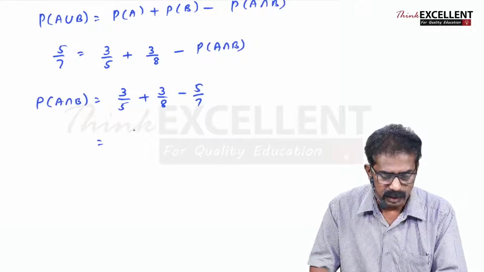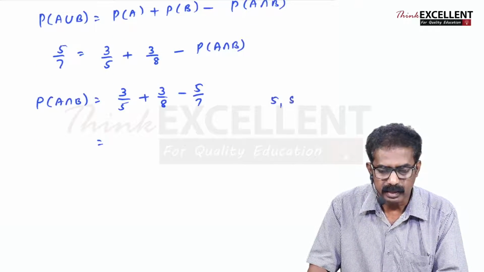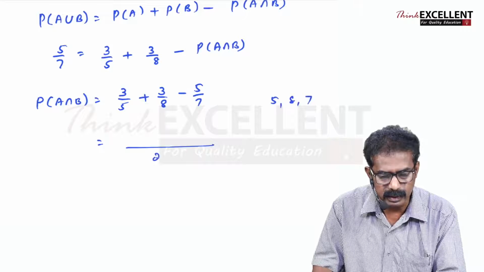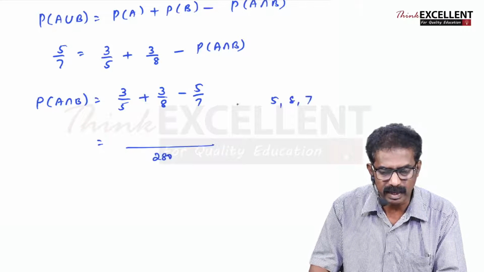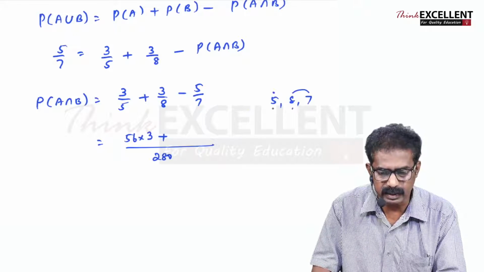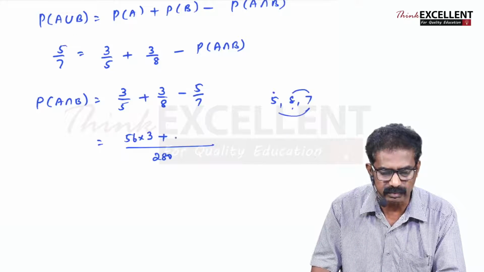So you take LCM of 5, 8, 7. You cannot divide anything, so you multiply everything, and you are getting 280. So 280 is LCM. 5, how many times? 56. So 56 into 3. Plus 8, leave that 8. These two make 35. 35, here we have 3.